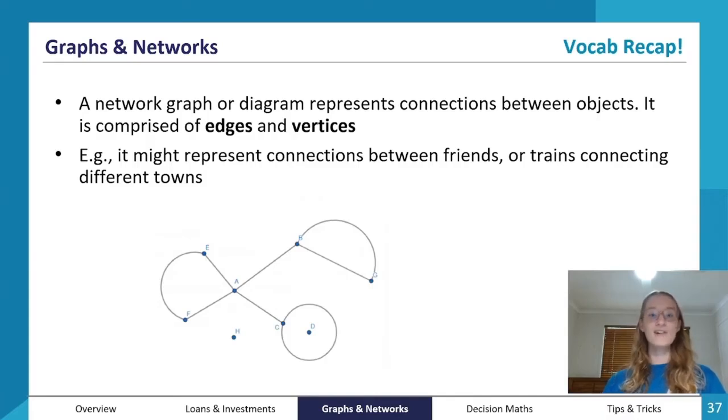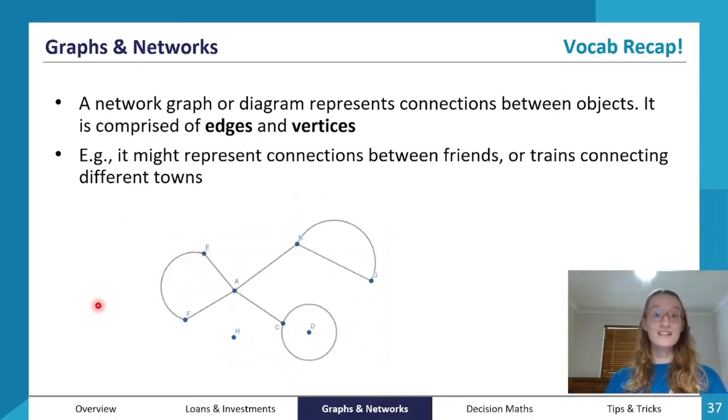So graphs and networks. To simplify the confusion, graphs and networks are pretty much the same thing. I'll give you the slightly different definitions later, but they're pretty much just referring to the same thing. So this is an example of a graph or a network. A network, graph, or diagram represents the connections between objects. So that's, in essence, the summary of what we're looking at. It represents the connections between objects. Here we can see that this line connects B and G, this line connects A and F, and it's comprised of edges and vertices. You can see the vertices are like the points, and the edges are the connections.